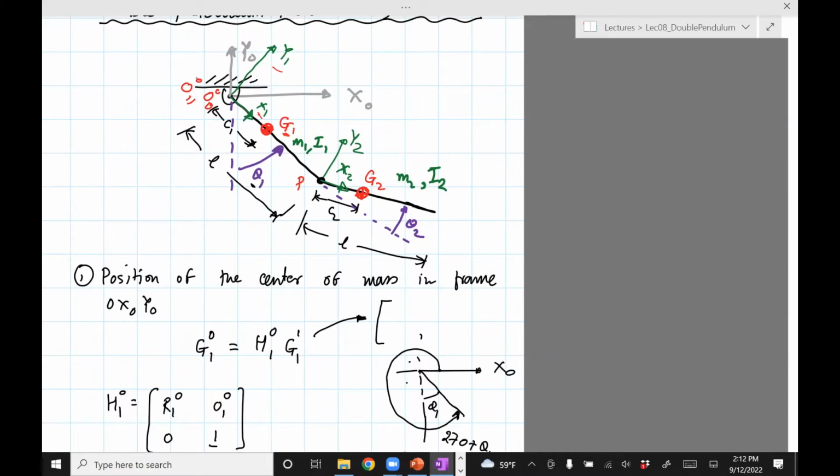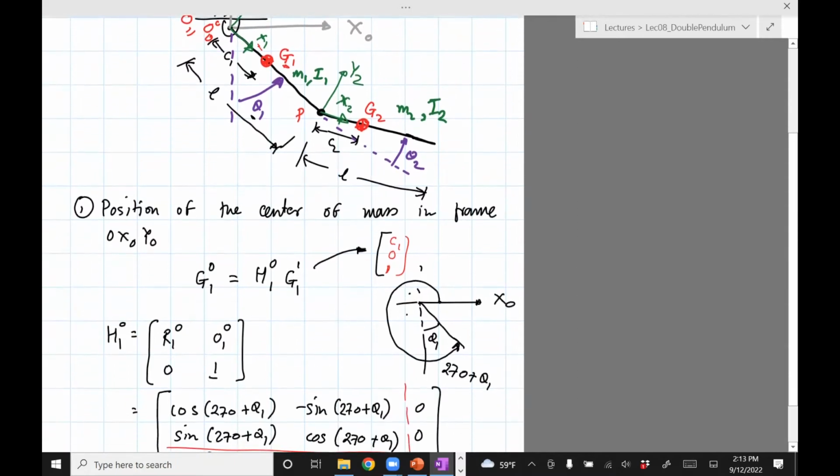So you can see it's along the x-axis, and the distance from the origin, which is O10, is C1. So C1 along the x-axis, 0 on the y-axis, and then you need to put 1 just to make that multiplication work. Okay, so we can put all this together. Let's compute the location of G1 in frame 0.